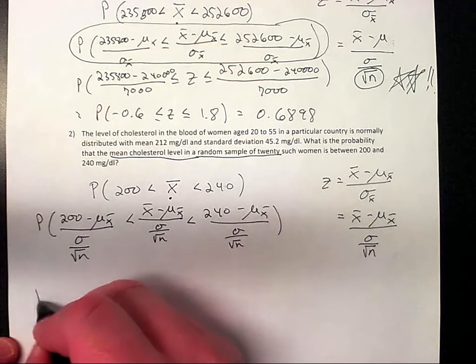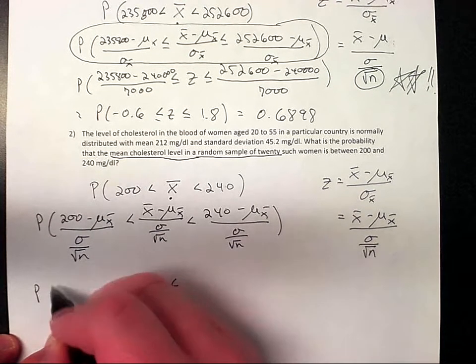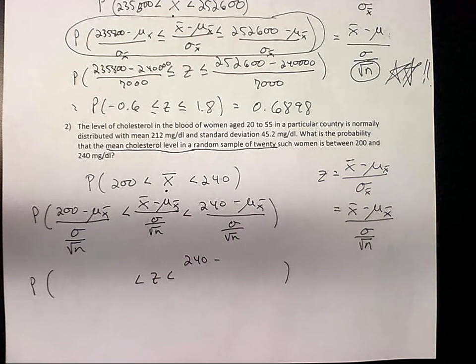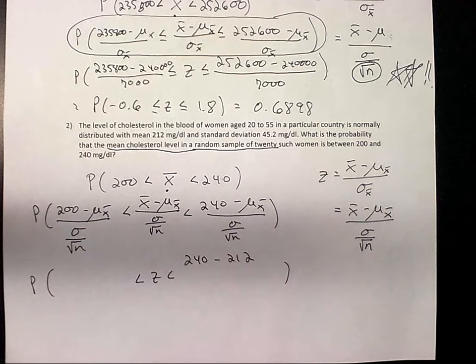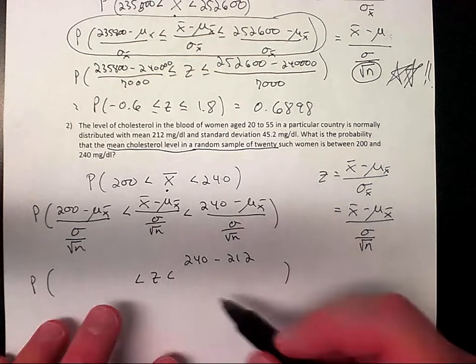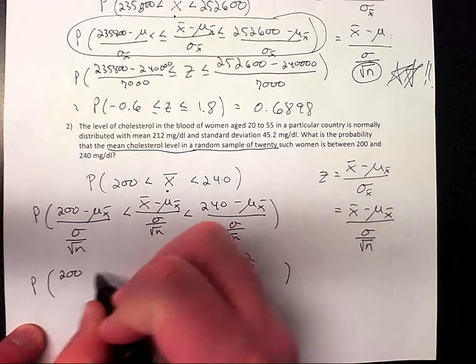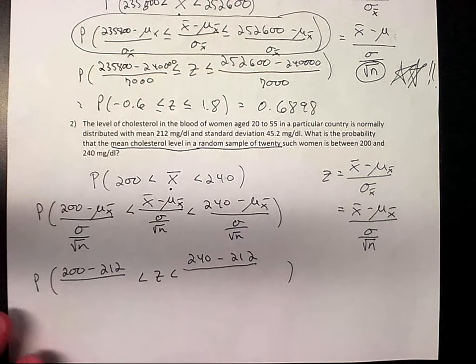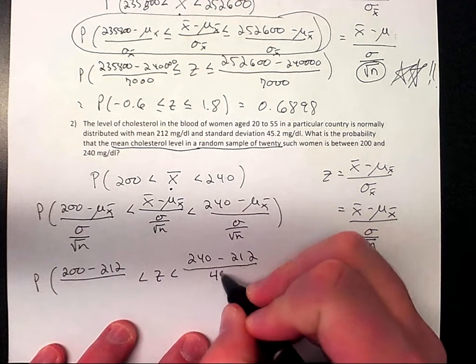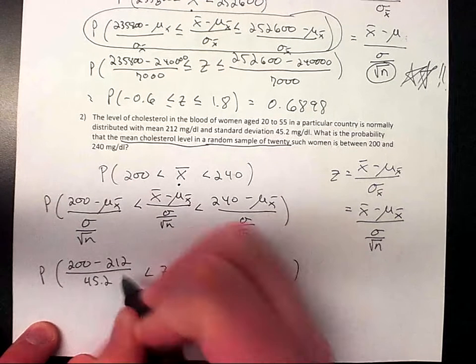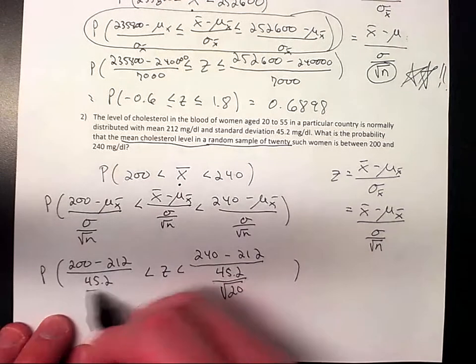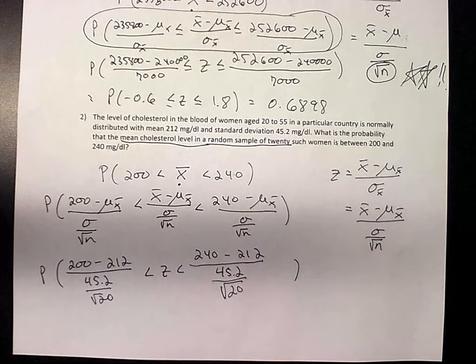So now we can start plugging in numbers, because what we have done now is we've successfully converted this middle term to a Z value. We're going to have 240. What's mu sub X bar? 212, right? Because mu sub X bar is the same thing as mu, the population average. So therefore we can just substitute in 212 for this. What is sigma equal to? 45.2. Is this good like this? Now is everybody good with this?